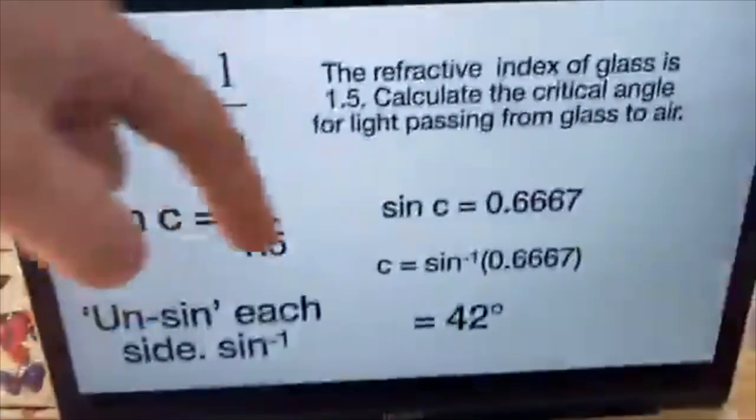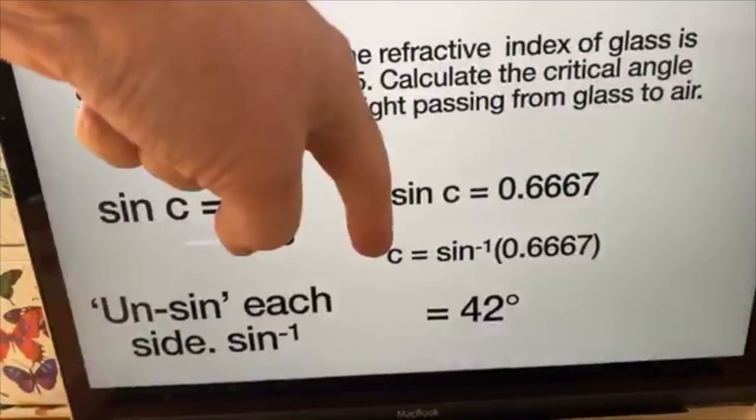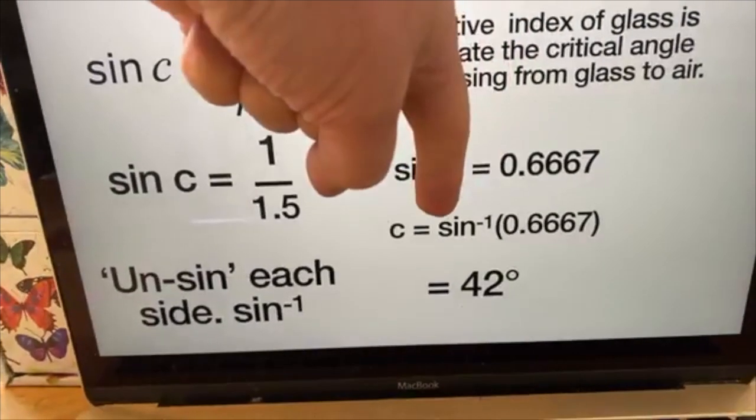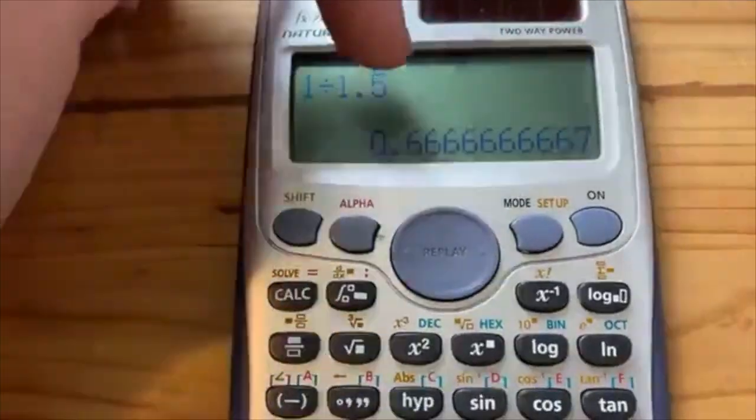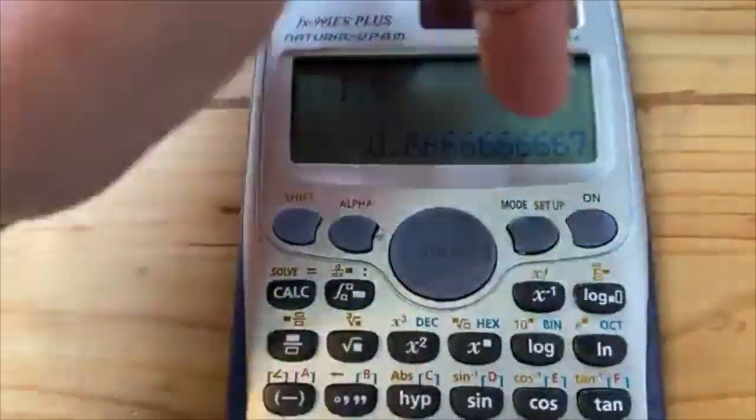That's sine C, but I need C on its own, so I've got to kind of unsine it, which means doing sine minus 1. I'm going to leave that answer in my calculator because it's nice and accurate. It's got loads and loads of decimal places.